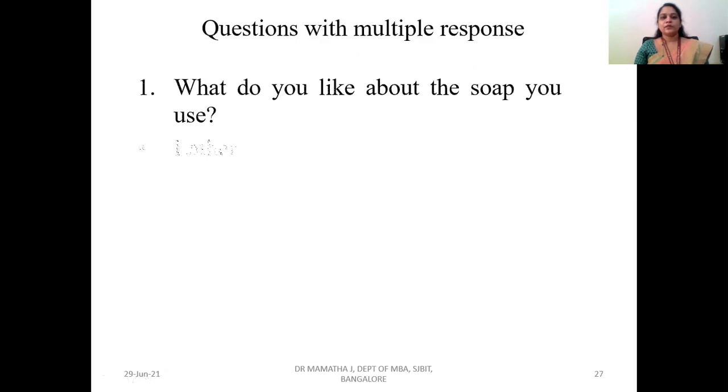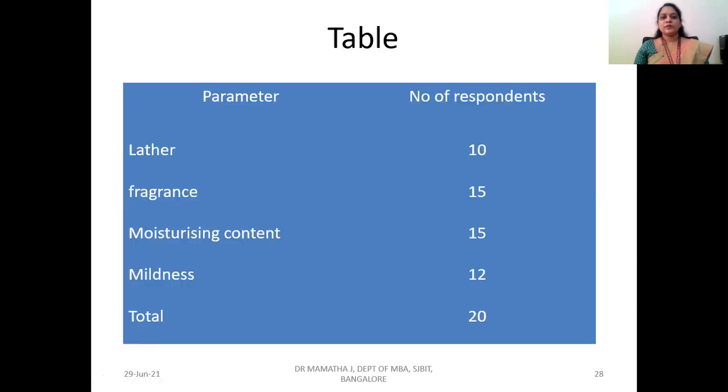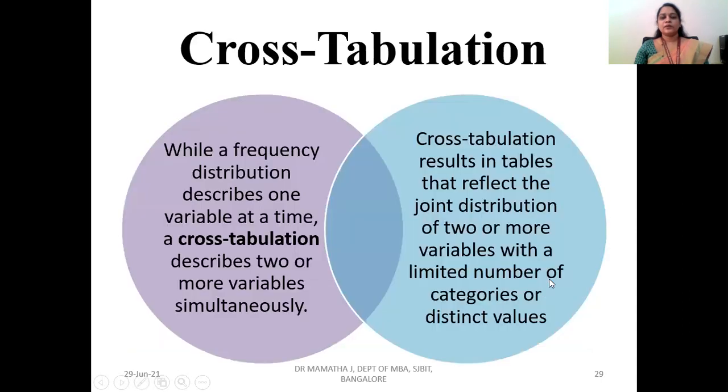Next, if the questions have multiple responses, for example, what do you like about the soap you use? Maybe the lather, fragrance, moisturizing content, mildness, etc. You have multiple responses for a question. Then you can prepare the table like this. You can have a column for parameters, the options which you have given. You can have the number of respondents. If you want, you can even have the percentage column and, as usual, the total column. This is a very simple one-way table.